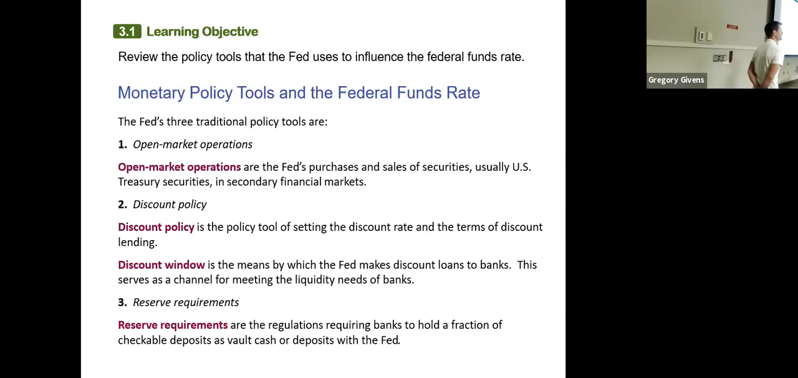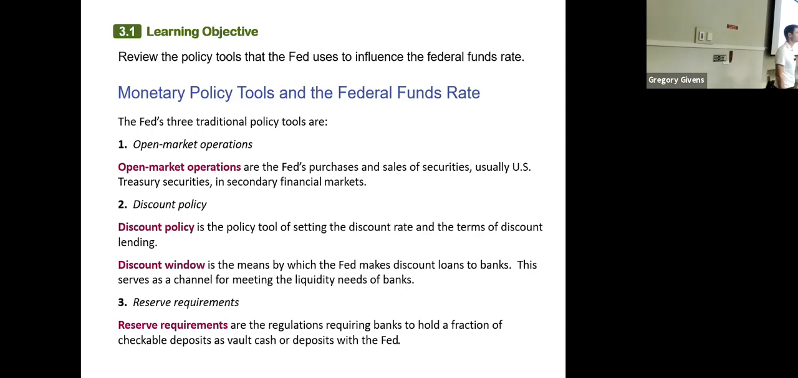Now, you guys remember hopefully from our discussion earlier in the semester, when Congress first passed the Federal Reserve Act of 1913, it envisioned for discount policy to be the primary tool of the Federal Reserve, right? It was to be the mechanism whereby the central bank, the Federal Reserve, could provide emergency liquidity to commercial banks. The channel whereby that lending takes place, of course, is called the discount window. It's the means by which the Fed makes discount loans to banks.